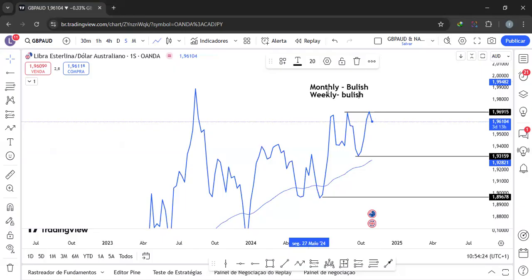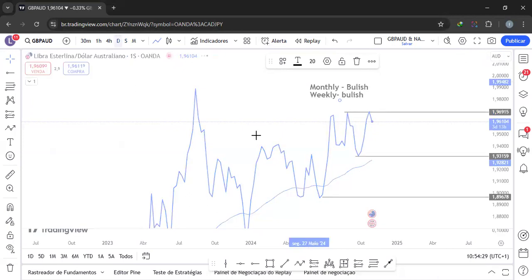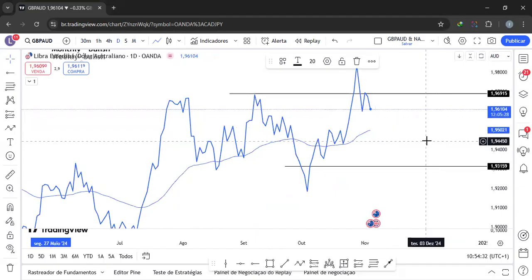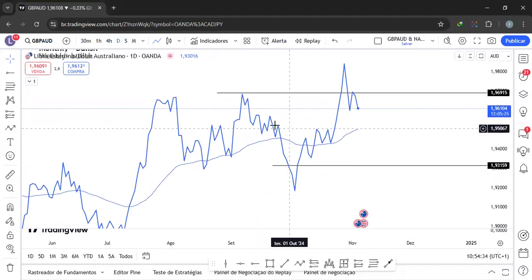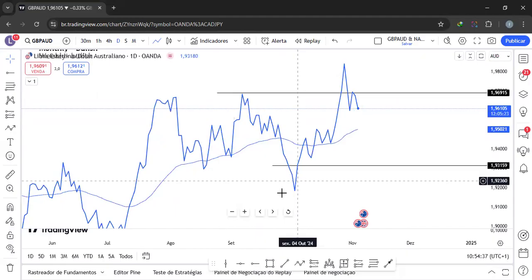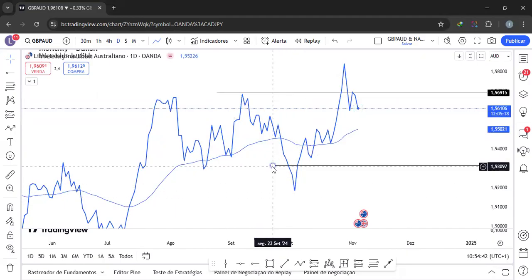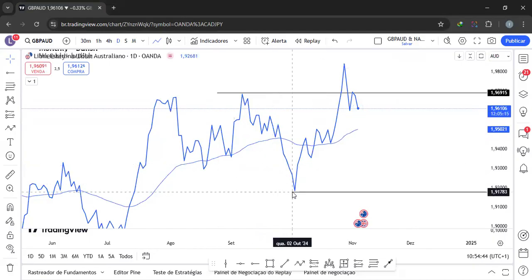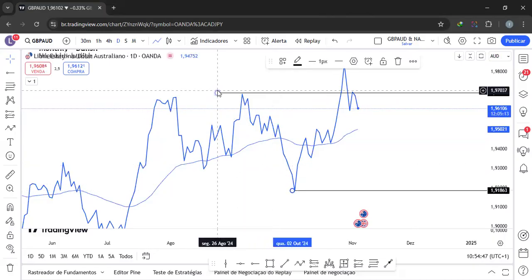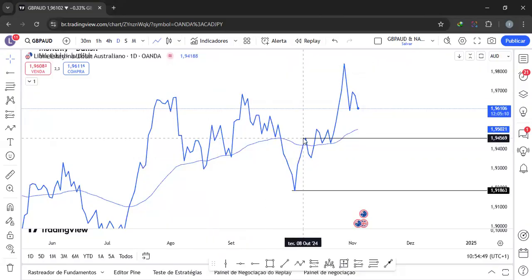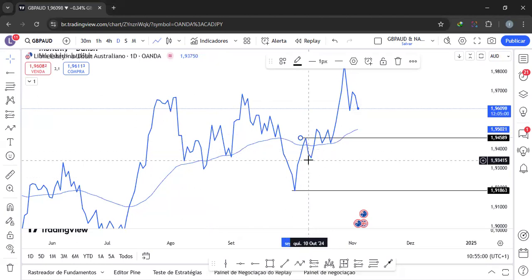Okay, bullish. So we're going to go to the daily time frame so that we can see what's happening around here. On the daily time frame, we're going to start from this bottom point here, 3rd of October. When the market was here, after that it made a new high, and after making this high, came down and made a new higher low.